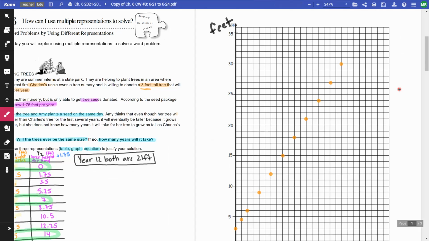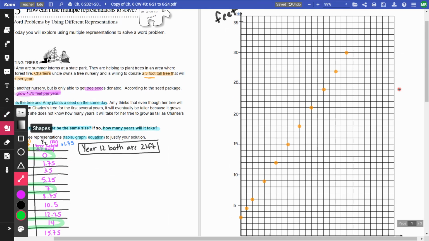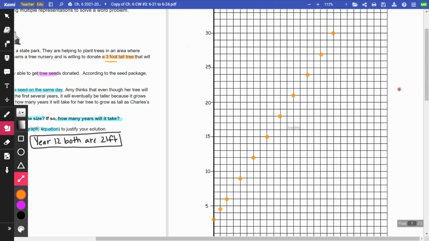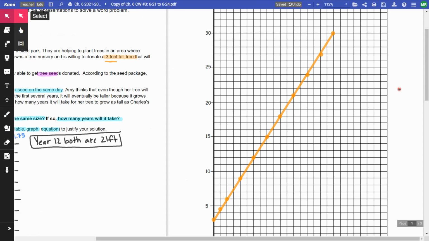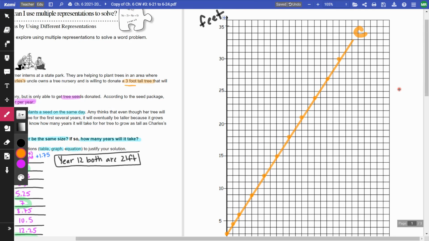Okay. And then I'm going to connect these. So let me get my line. And I'm just going to extend my line a little. So I'm going to come here and click and extend my, oops. Okay, there's my line. Okay, so that is Charles. I'm going to put C for Charles.